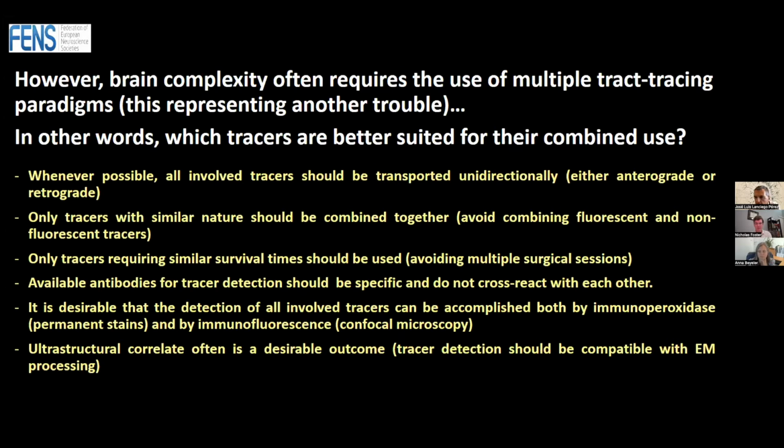Of course, you need specific primary antibodies and secondary antibodies without any type of cross-reaction. And in the ideal world, it's going to be nice if the tracers you're about to use can be detected both by immunoperoxidase and immunofluorescent techniques. The advantage here is that most people will rely on multiple fluorescent paradigms. That is okay. However, if you want to have some permanent stains, you better try to convert these signals to an immunoperoxidase stain. And wherever possible, for people going very deep into the tissue with electron microscopy, you need to use tracers that can be detected with electron microscopy.